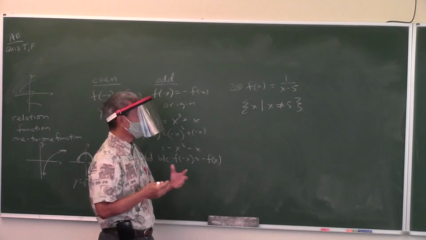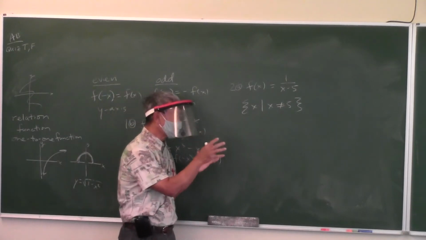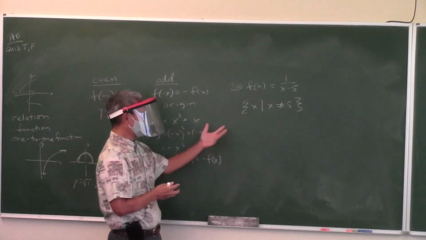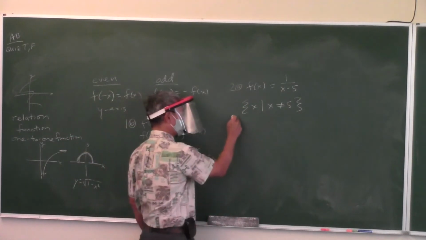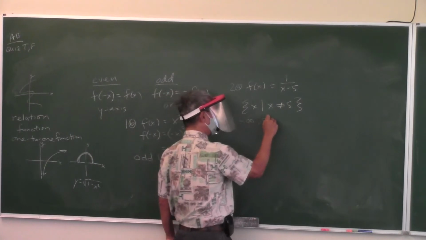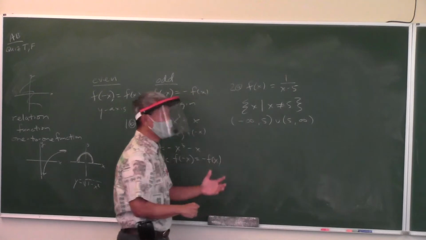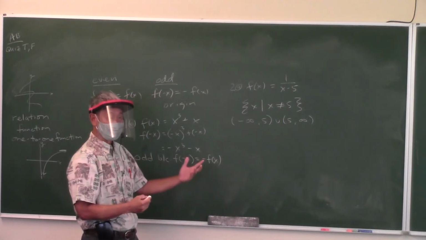Now on the AP exam, the AP people don't really care about technical math. But if you want to technically be correct, that's what you would have to write. Or you could do this: negative infinity to 5, and then 5 to infinity. Basically, anything that's not 5, right?